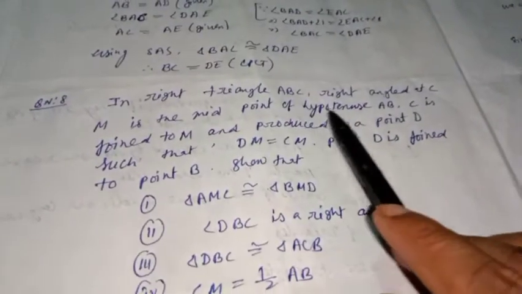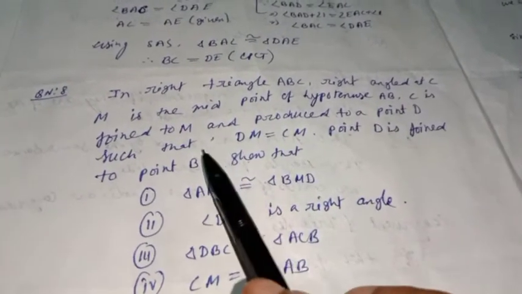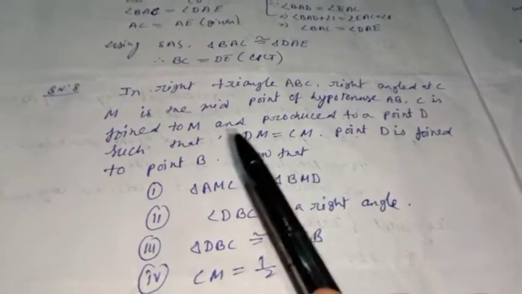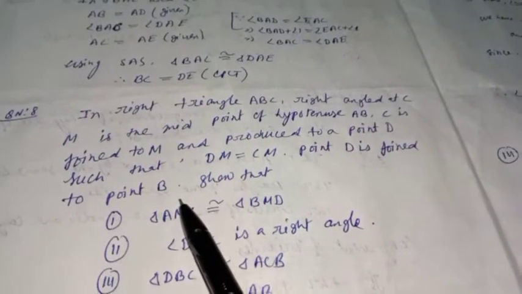Next. Question number 8. In right triangle ABC, right angled at C, M is the midpoint of hypotenuse AB, C is joined to M and produced to a point D, such that DM is equal to CM, and point D is joined to point B.